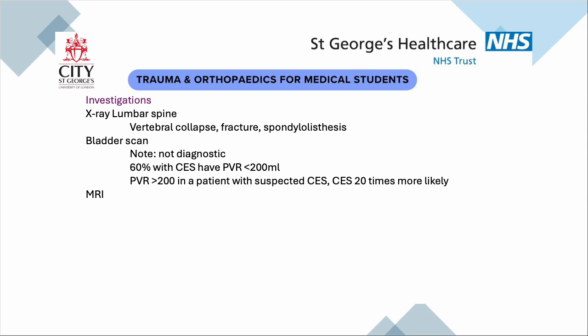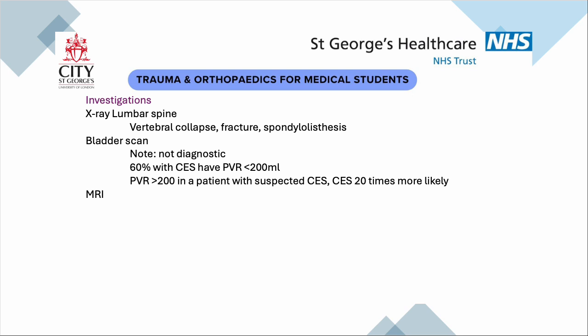Investigations, very simply, you take an x-ray because you may see vertebral collapse, fractures, or a spondylolisthesis, which is an indicator of a problem. You can do a bladder scan, but very importantly, this is not diagnostic. 60% of patients who've got cauda equina syndrome will have a normal post-voiding residual volume, or a volume less than 200 mils. However, if you've got a volume of more than 200 mils in a patient with suspected cauda equina syndrome, then it is 20 times more likely. So big bladder, strongly suggestive, small bladder doesn't help you.